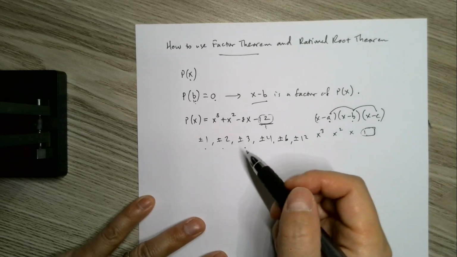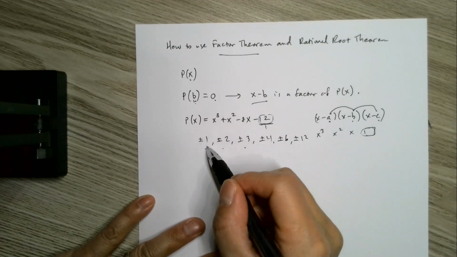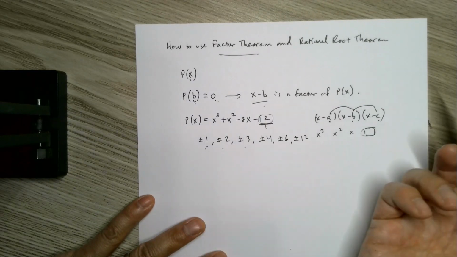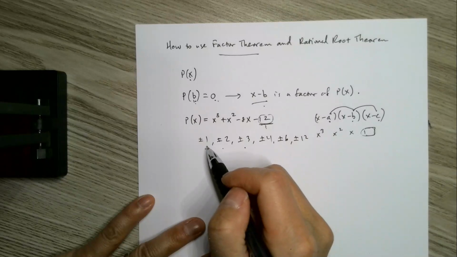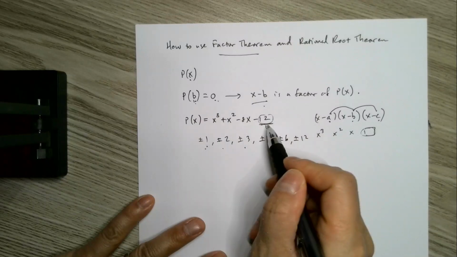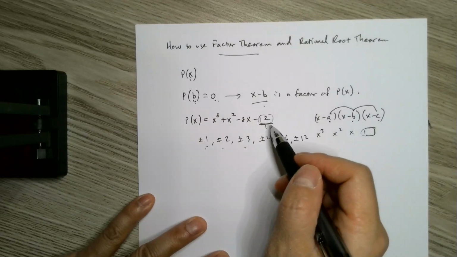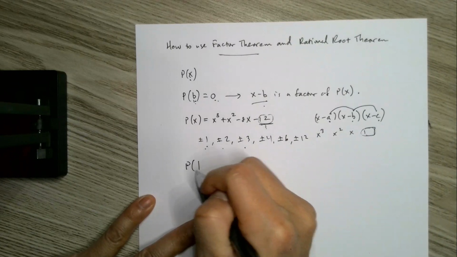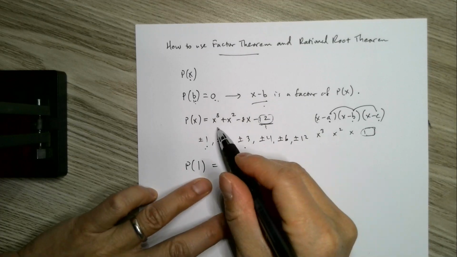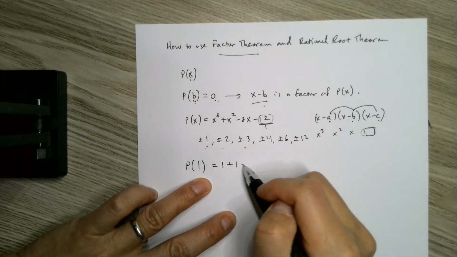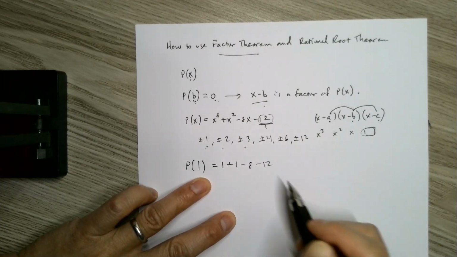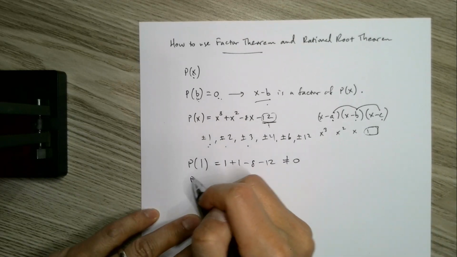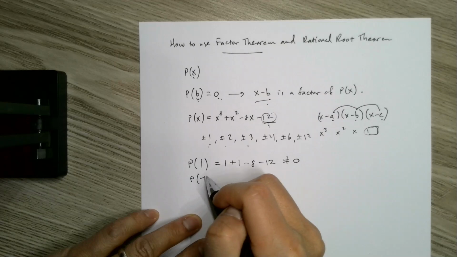So again, the factor theorem tells us if you put b into p of x and you get a 0, then you found a factor. So all I'm going to do is start with the lower numbers and put them into the function and see if I get a 0. Let's start with 1. So p of 1 will give me 1 plus 1 minus 8 minus 12. I can already see that that's not going to be 0. So now I'll go to p of negative 1.